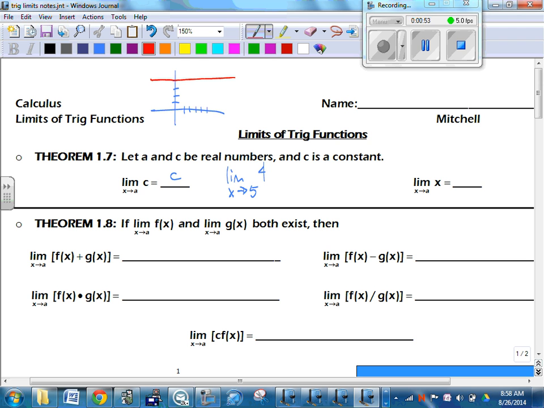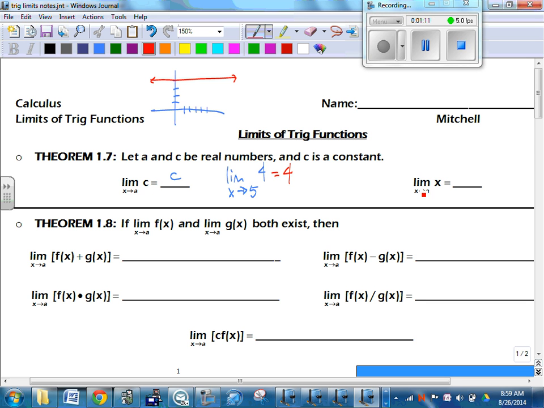So if we have a horizontal line and we're going along that function approaching an x value of 5 from both sides, the y value is still going to be approaching 4. It's always going to be approaching 4. It's constant. It's always the same. So the limit of a constant is just that constant.